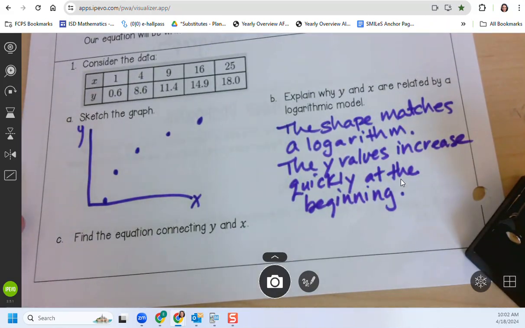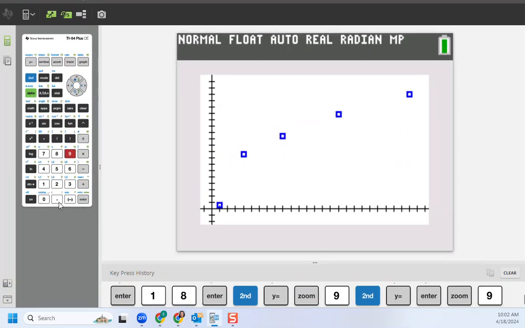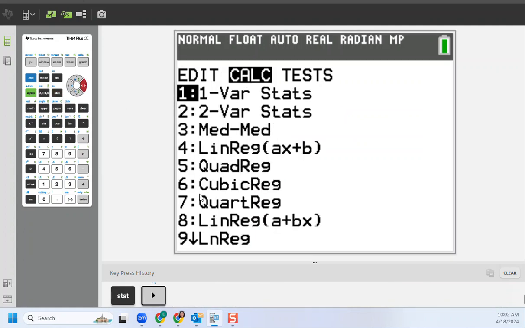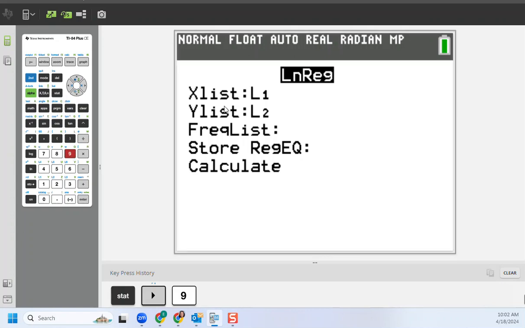And at the top of your paper, it tells you the numbers for each regression. It says logarithm is choice 9 when you go into stat calculate. So you're going to go back into your calculator and do stat calculate. And the 9th one, linreg and lnreg look very similar. Lin is linear and ln is logarithmic. Choose 9. And make sure you have list 1 and list 2.